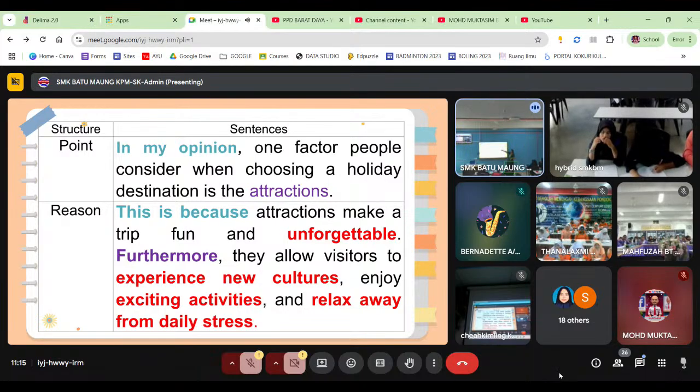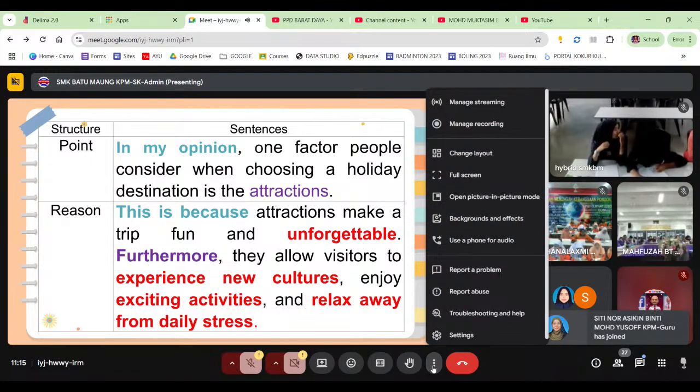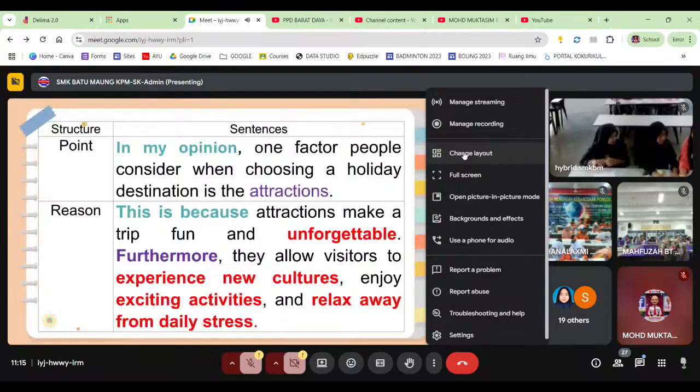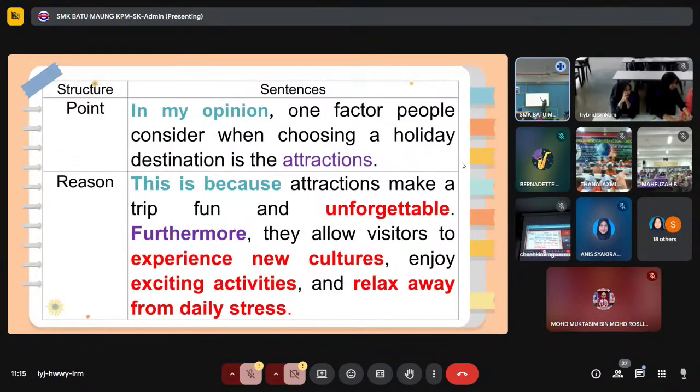We begin with P. Before you state your point, don't forget the opinion markers, such as in my opinion. What else? From my perspective, I believe, I think. What else? To begin with, yes, okay? So begin by using your opinion marker and then use the key phrase from the question just now. One factor people consider when choosing a holiday destination is the attraction. You have stated the point clearly.